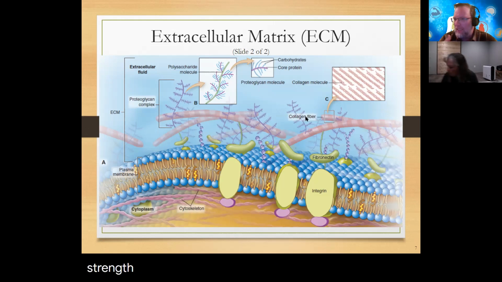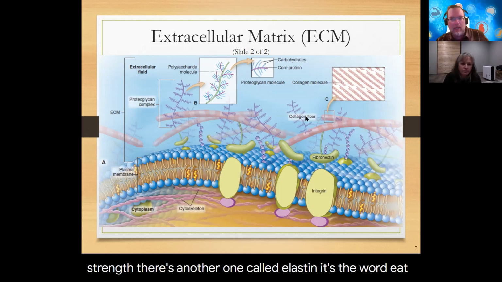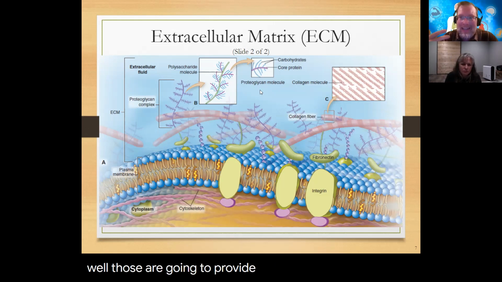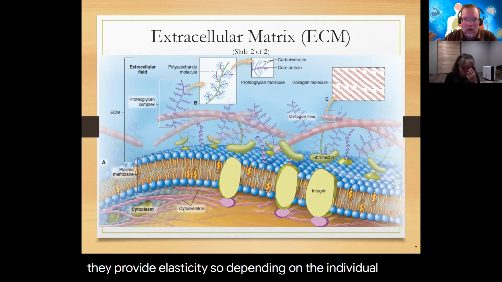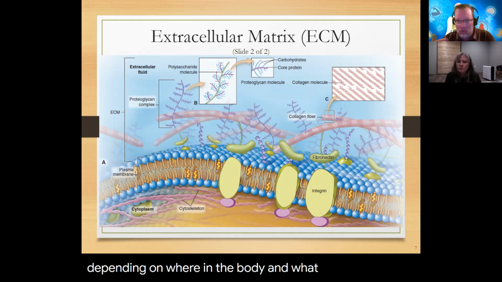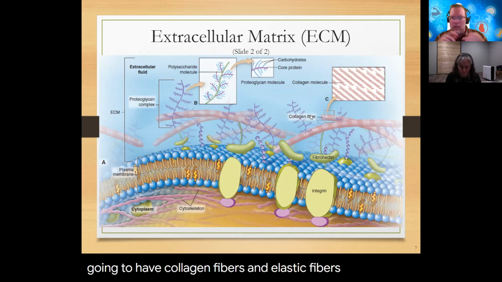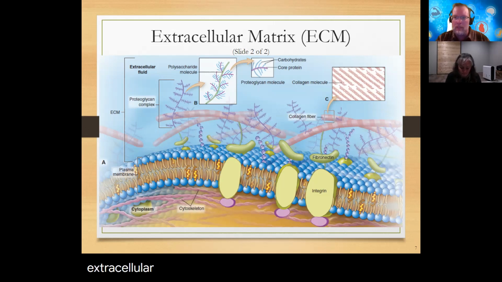There's another one called elastin. It's the word elastic, but without a C at the end, and instead it has an N. Elastin instead of elastic. So we see elastin fibers as well. Those are going to provide flexibility then, right? They provide elasticity. So depending on the individual, depending on where in the body and what age the individual is, there are so many variables and factors, but you're going to have collagen fibers and elastic fibers in your extracellular matrix. And again, some provide strength, some provide flexibility.